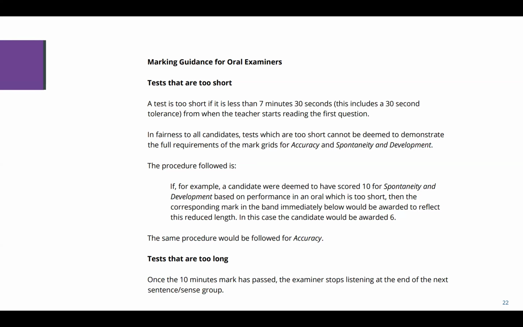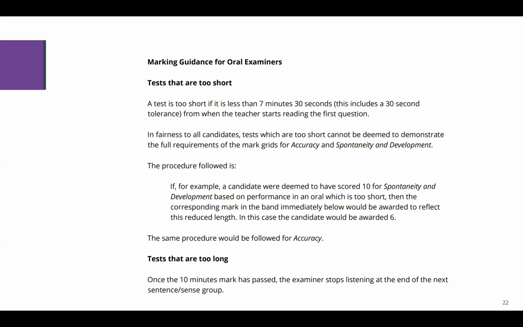We spoke about the fact that section A is usually completed much more swiftly than the second section, but you still need to make sure that you hit the 8-minute mark. And so a test is considered to be too short if it's less than 7 minutes 30 seconds. So actually, you've got this 30-second tolerance. And important again for you is that the timing will start from when the teacher reads the first question on that card.